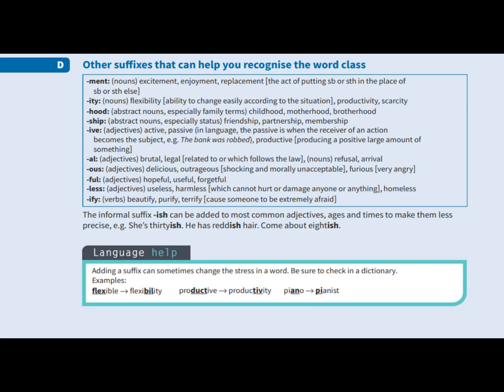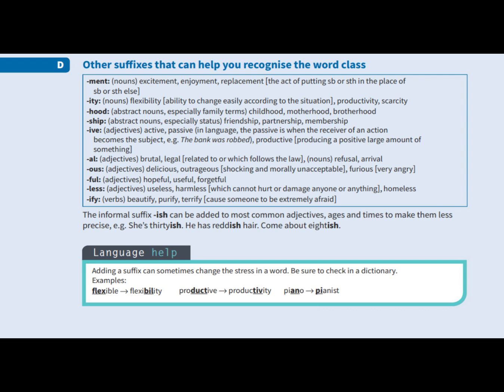D. Other suffixes that help identify word classes. The suffix -ment commonly forms nouns. Examples include excitement, enjoyment, and replacement. Replacement can refer to the act of putting one person or thing in the place of another. The suffix -ity also forms nouns. Examples include flexibility, productivity, and scarcity. Flexibility is the ability to change easily according to a situation.